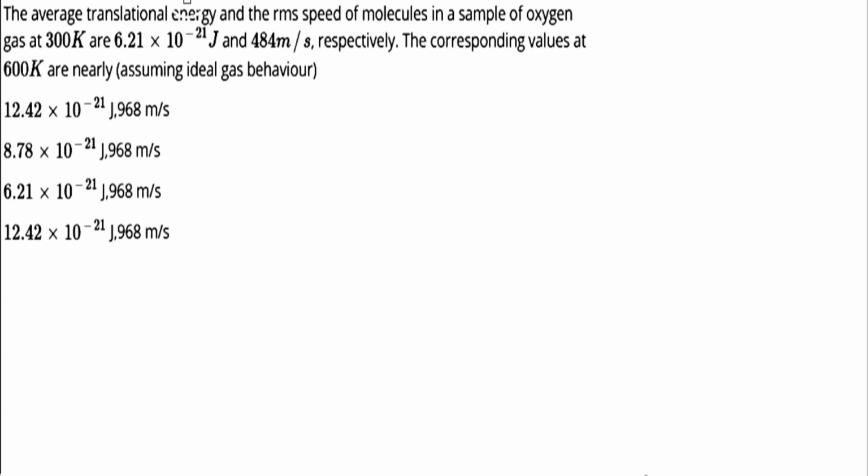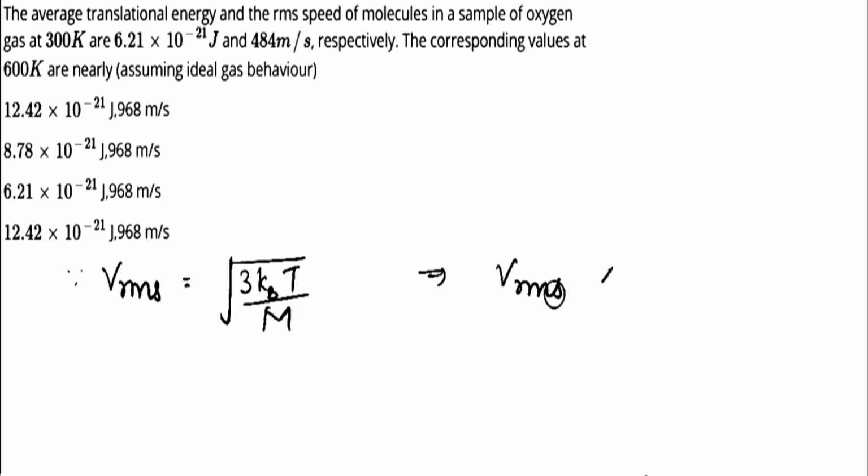Hello, we are given the question, and the question says the average translational energy and the RMS speed of a molecule in a sample of oxygen at 300 Kelvin are 6.21 into 10 to the power minus 21 joules and 484 meter per second. So the corresponding values at 600 Kelvin are what? Since VRMS is equal to root over 3 kBT by M, VRMS is proportional to root over T. So energy would be proportional to T.